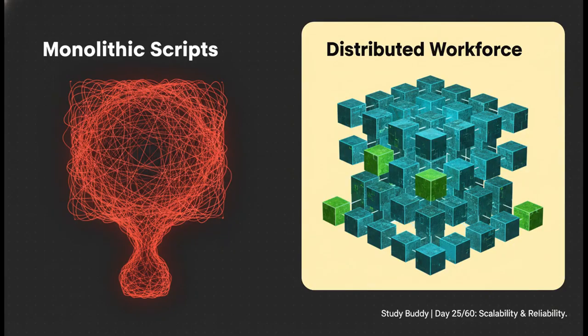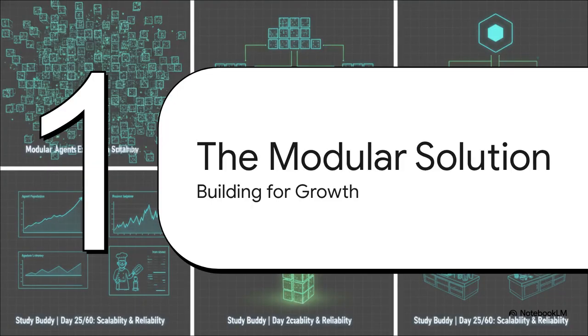So this brings us to the core conflict right here. On one side, you've got the old way of doing things, these monolithic scripts where all the logic is tangled up in one giant file. It's a bottleneck just waiting to happen, and it's a pain to update. But on the other side is where we want to be, a distributed workforce of independent, specialized agents. This isn't just a different way of thinking, it is the only way to build systems that are tough, scalable, and actually manageable.